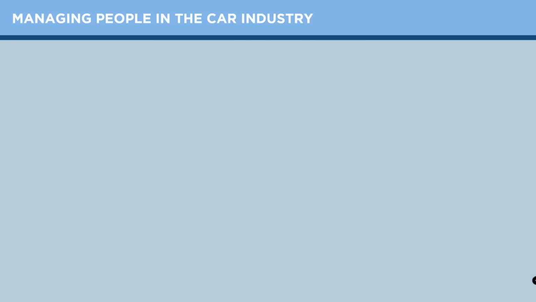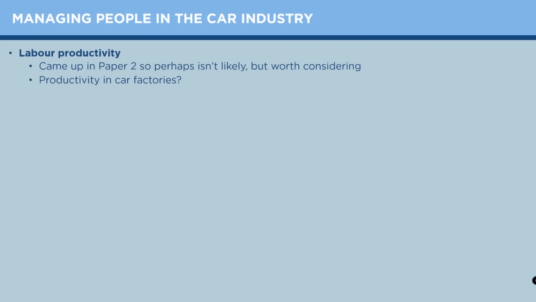Managing people in the car industry. Labor productivity is another obvious one, but it also came up in paper 2 and maybe isn't quite as likely, but it's certainly worth considering. So thinking about the productivity of car factories.